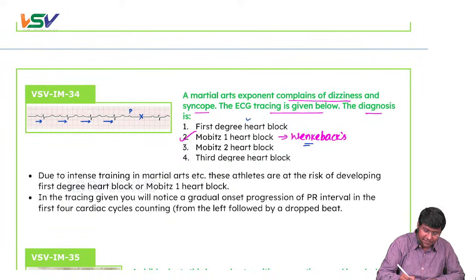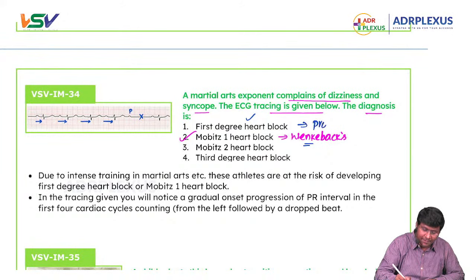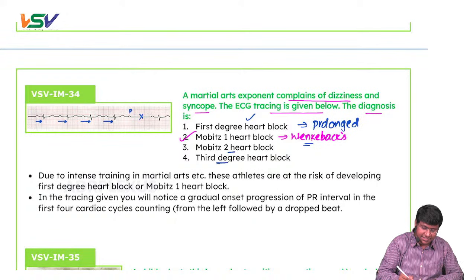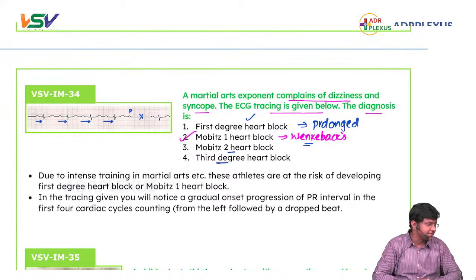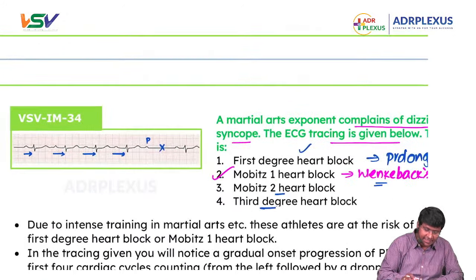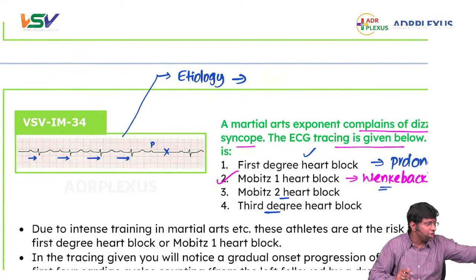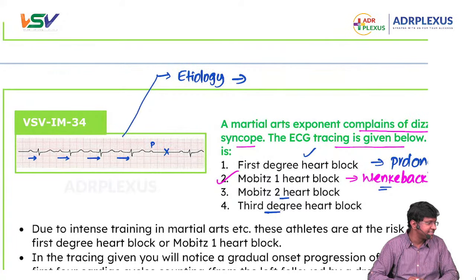Whereas in first degree AV block, what will you have? You will have only a prolonged PR interval. Mobitz type 2 we have already discussed, and third degree heart block also we have discussed, right? Now, can anyone quickly tell me what are the etiologies that will be causing Mobitz type 1? Anyone?